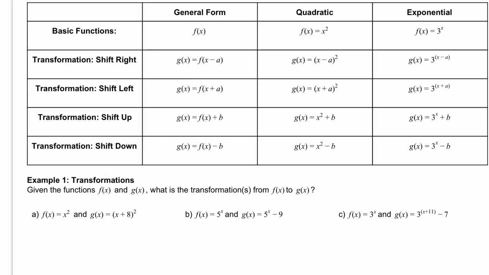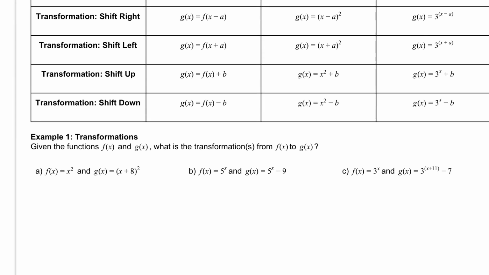So in example 1, we want to name what the transformation is from f of x to g of x. In letter A, we have f of x is equal to x squared. There's our quadratic. And g of x is equal to x plus 8, and then we're squaring it. So adding something inside our function tells us that we are moving this graph, or shifting it, to the left 8.